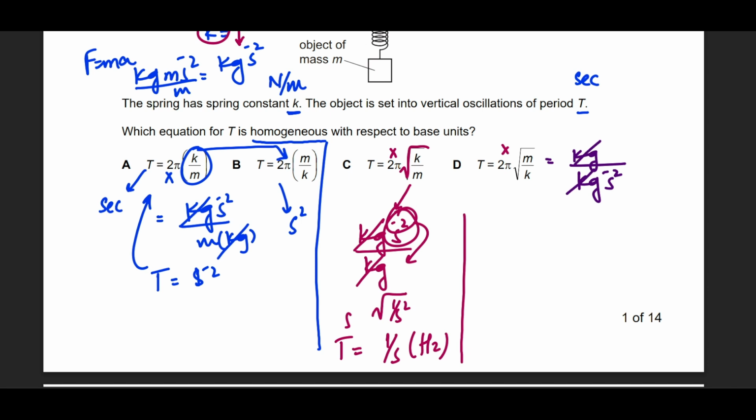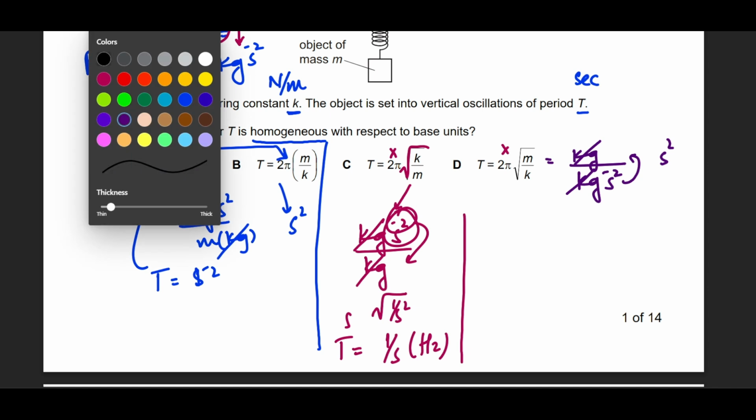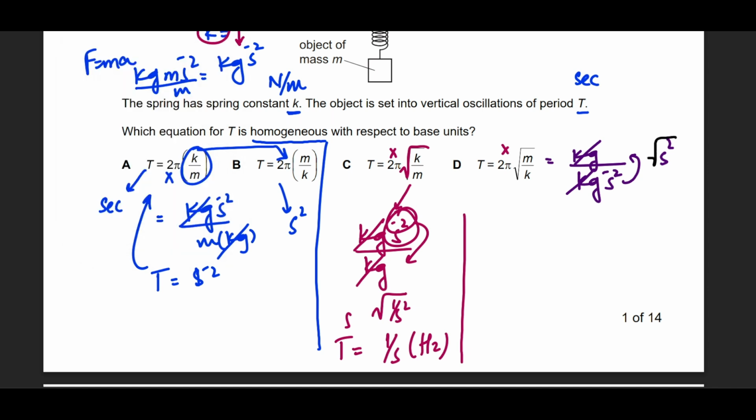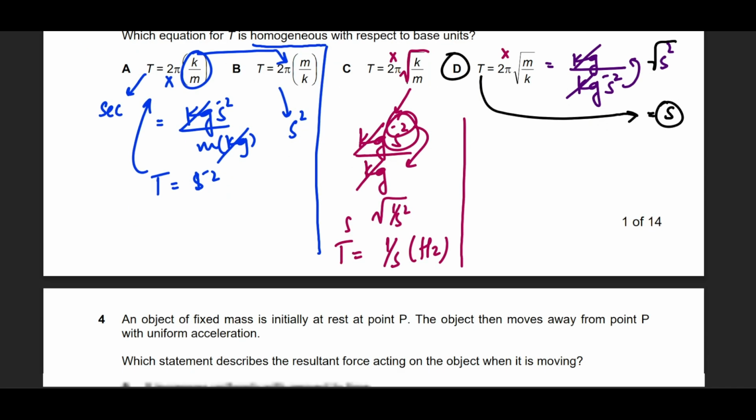kg gets cancelled with kg, and s minus 2 goes over there, so this becomes s square. And if you don't forget the under root, we realize that this is still this equation. Now taking the under root of any square power gives us the variable as it is. So time period equals seconds, so this is going to be option D. That is how you check for homogeneity of an equation.